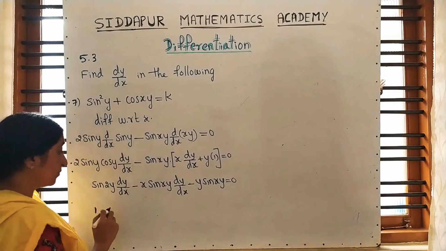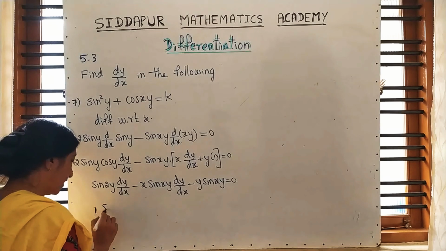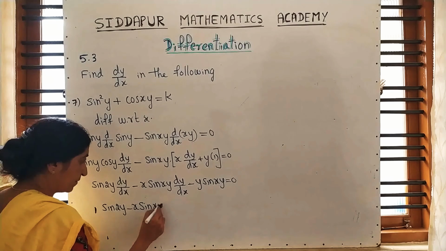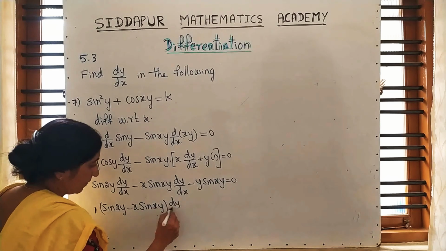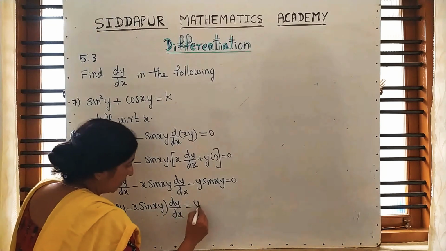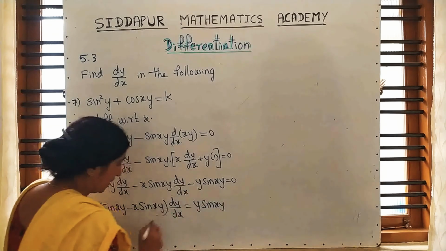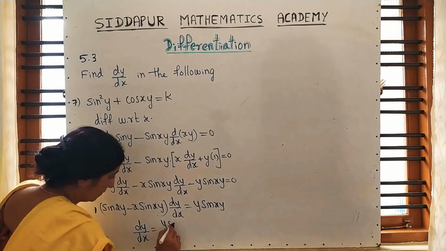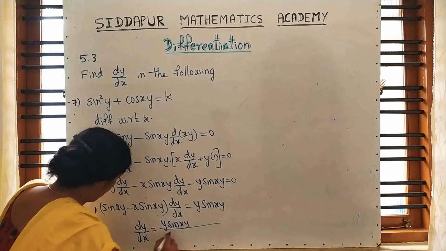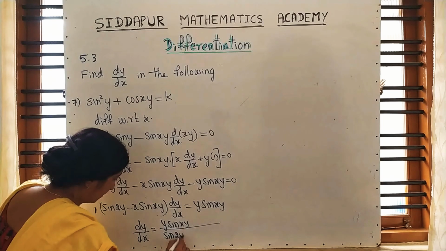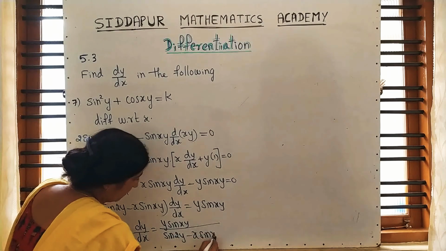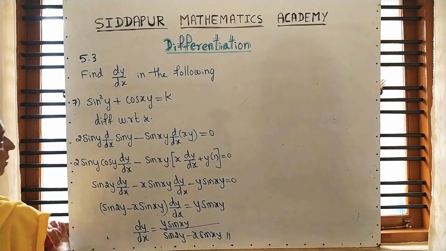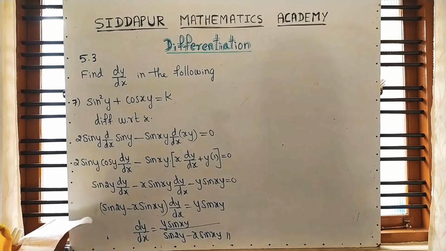Write down the terms with dy upon dx on the left side and take dy upon dx common. Without dy upon dx is this one. Then write down dy upon dx. This comes in the denominator. This is the answer. See, is it very simple or what? Yes, the problem is very simple. Moving to the next question.